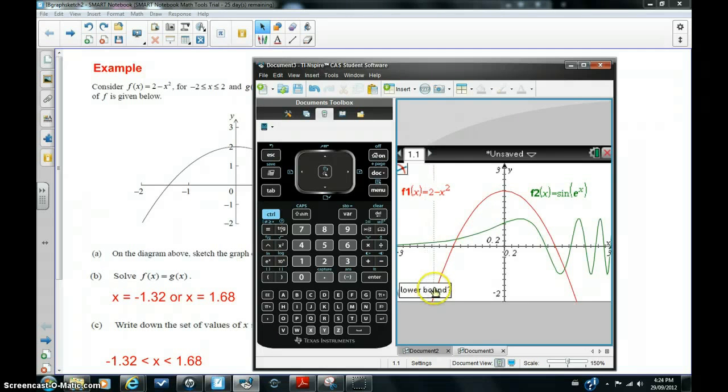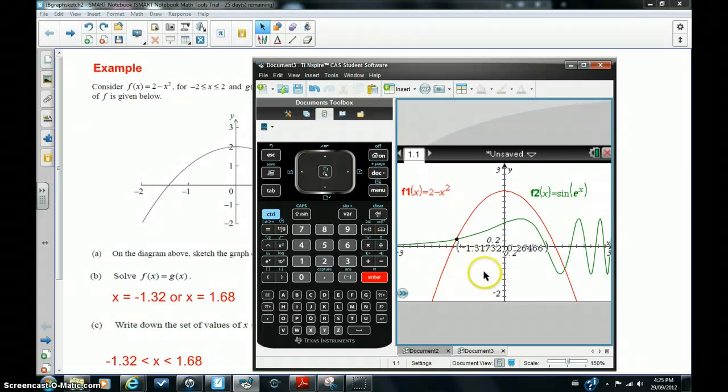So I'm going to make sure the vertical line is to the left of the first point of intersection. Then I hit enter, and you can see I've got upper bound. Now I'm going to drag it to the right of that point of intersection. You can see it's shaded and it says upper bound now at the bottom. Hit enter again, and there's my point of intersection. Minus 1.31732 is the x value. That's what I'm after. So I could round that to 3 significant figures.